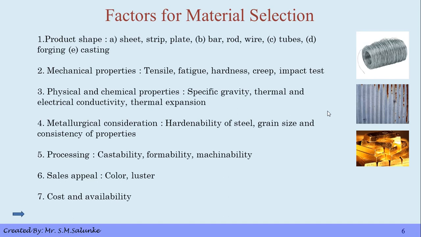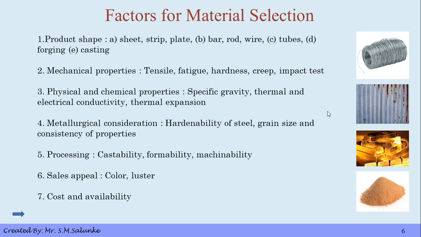Next is the mechanical properties. There are some examples of mechanical properties like tensile, fatigue, hardness, grip, etc. Followed by physical and chemical properties, that are specific gravity, thermal and electrical conductivity, thermal expansion. The fourth factor is metallurgical consideration. It involves hardenability of steel, grain size, and consistency of properties. And the fifth one is processing, that is machining ability of a material.